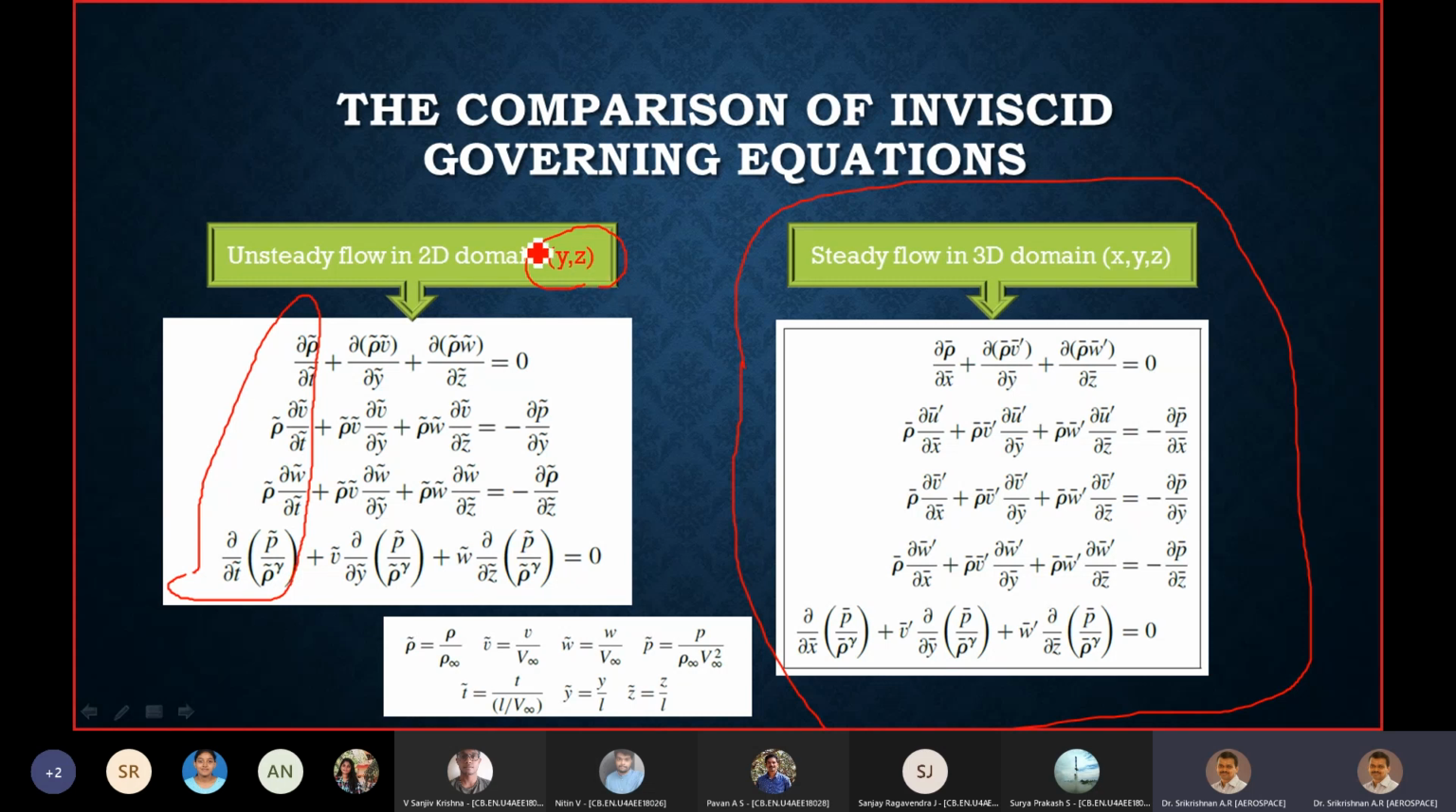Particularly a YZ domain, and that's the reason why you have V, W, Y, Z. We don't have U because we are conveniently considering it in the YZ plane, whereas the other one is XYZ. So on the left hand side, you don't have time because it's steady, but you have 3-dimension XYZ.